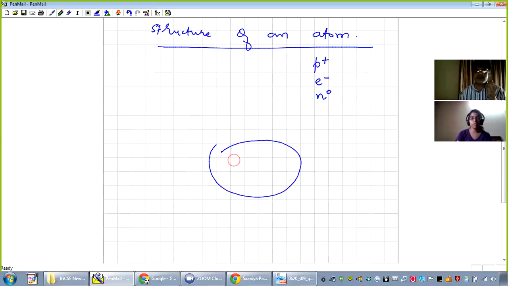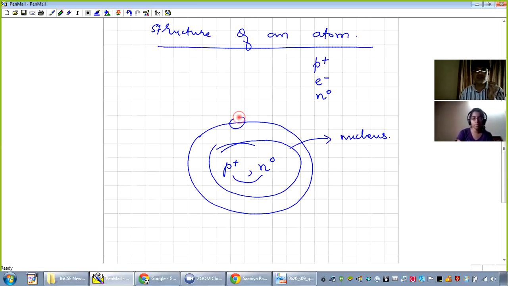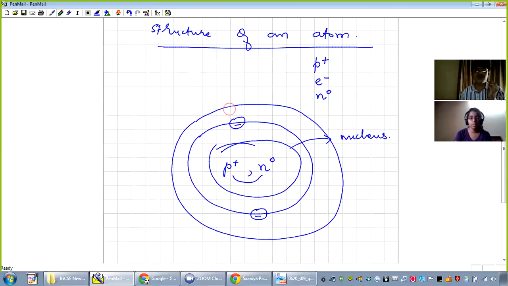How is the basic structure of an atom? There is a centrally placed nucleus. Inside this nucleus, which particles are present? Protons and neutrons. Obviously, these both add together, and that gives you the atomic mass number. And where will the electrons come? Outside. They will be placed in different orbits. Depending upon how many protons are there, that many electrons will be present in a neutral atom. So this is the basic structure of an atom.